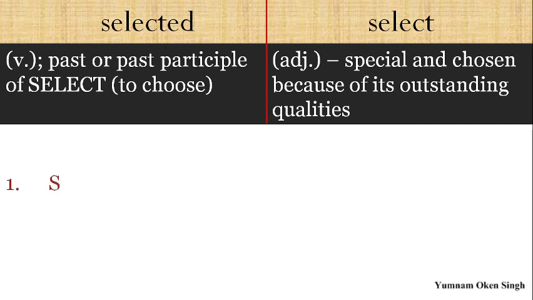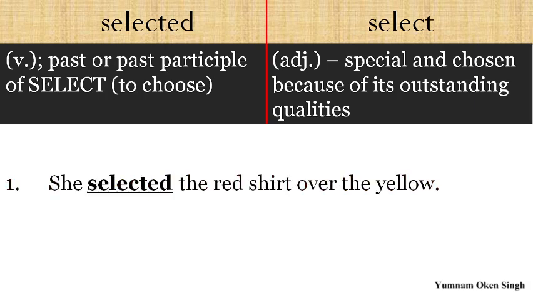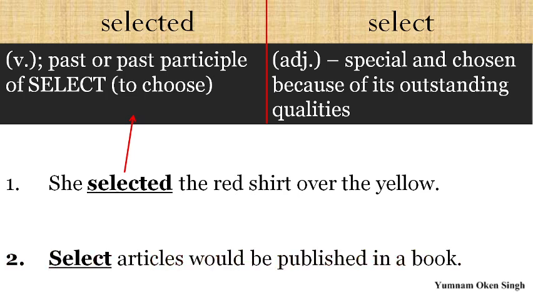Let's see some examples here. She selected the red shirt over the yellow. So here she has chosen the red shirt. Now here let's see number 2. Select articles would be published in a book. Here select articles means articles which have been selected because of their outstanding qualities.